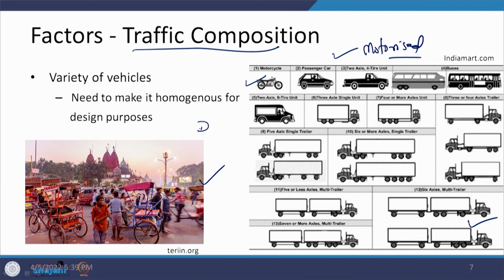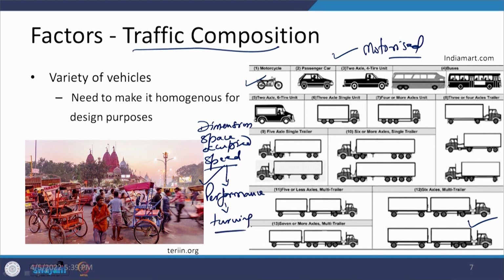So, we have dimension, space occupied and speed, and these things are also correlated with the performance in terms of their maneuvers. Say I simply say turning or merging or diverging, any such thing can be there. On the other front, what you have is a bicycle or cycle rickshaw or e-rickshaw and all those things.